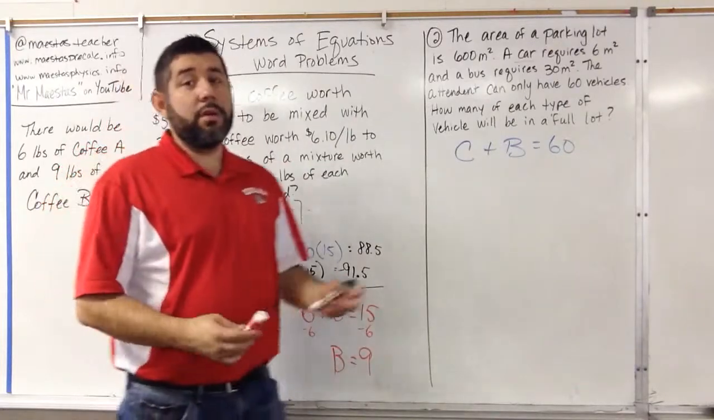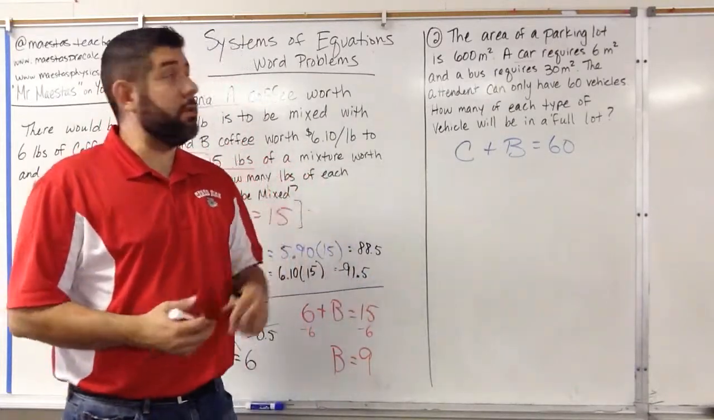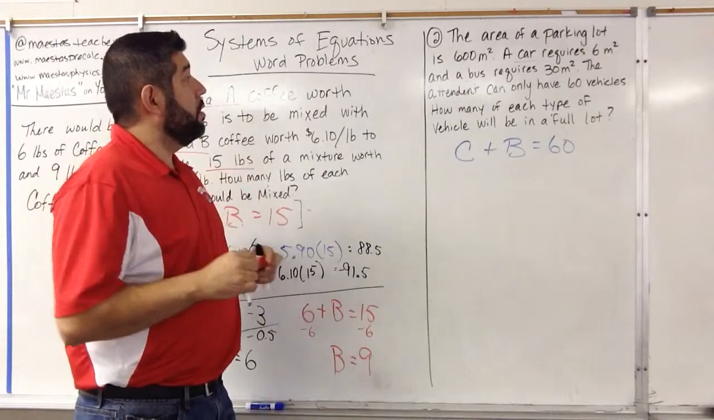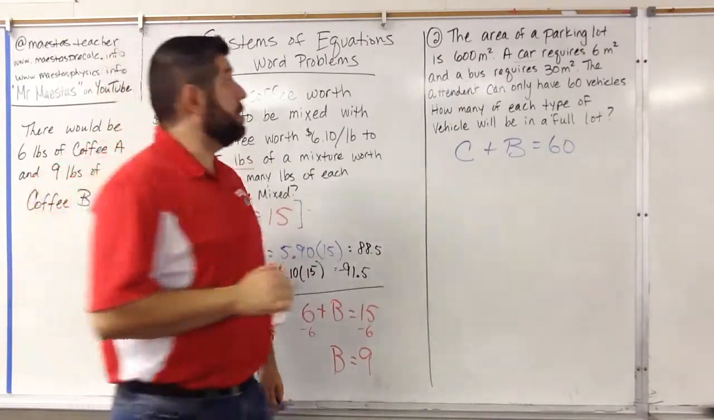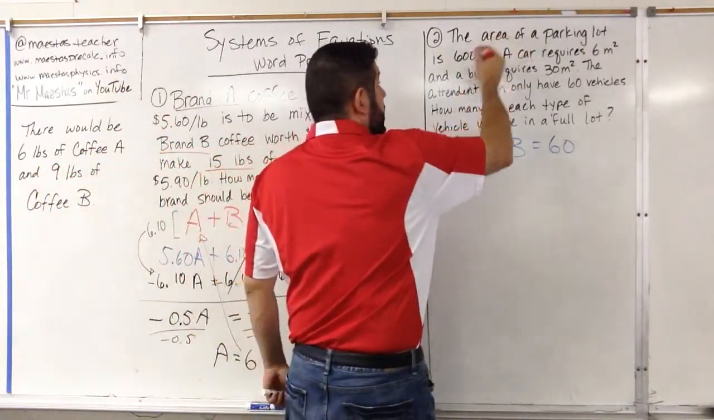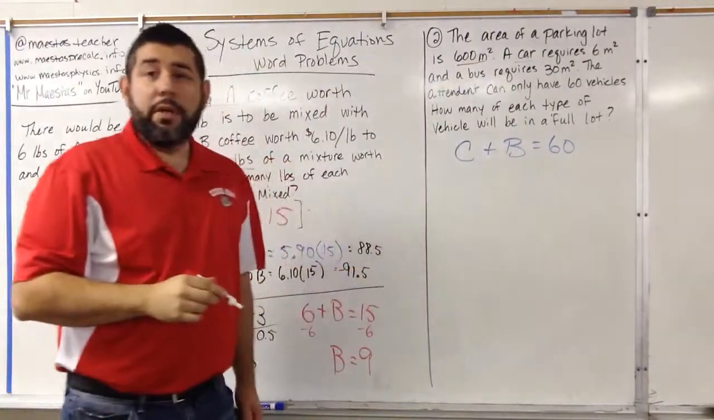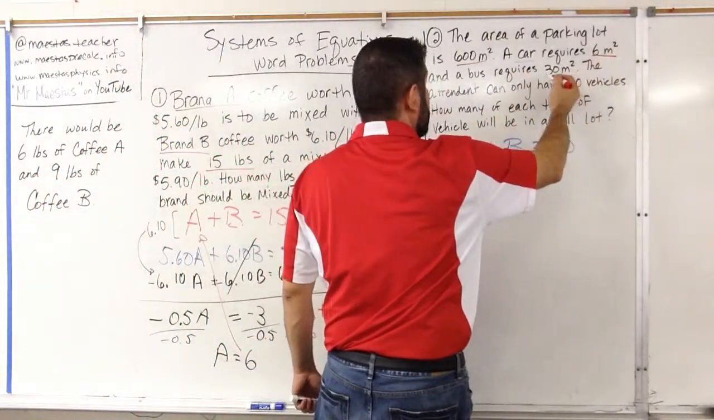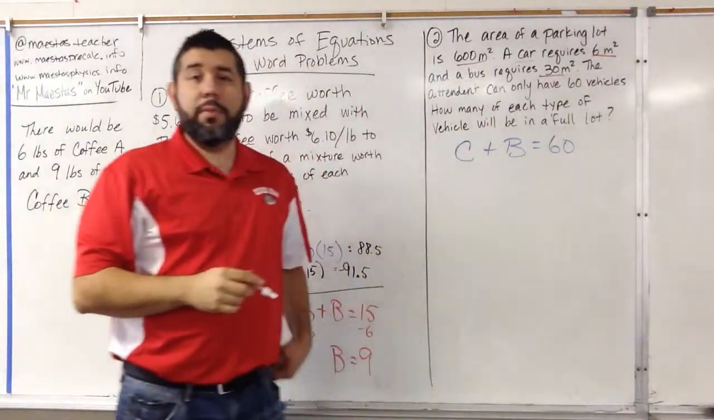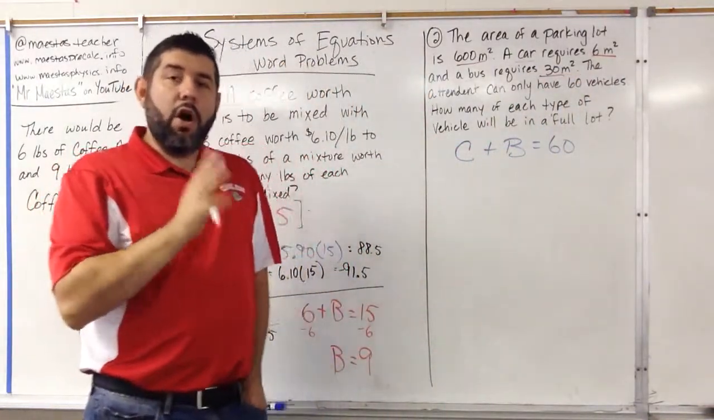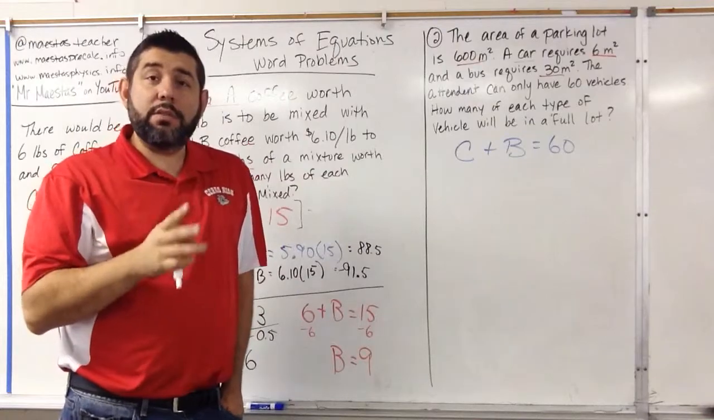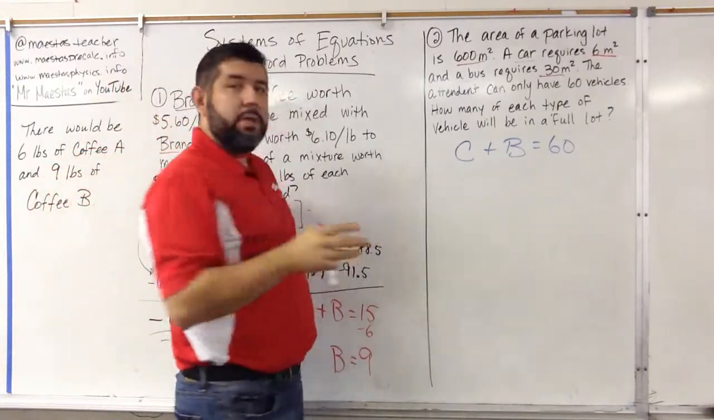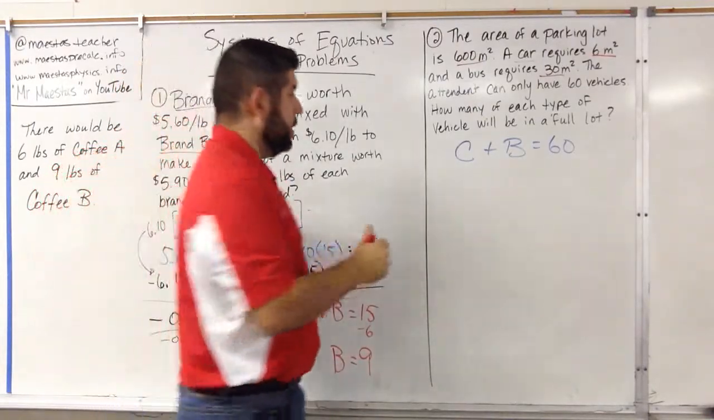Now we have to have another equation because we need two equations with two variables. So we're looking at the other information. The area of the parking lot is 600 square meters, and it looks like a car takes up 6 square meters and a bus takes up 30 square meters. So for each car, we're going to have 6 square meters. So whenever we see that, we're going to do a multiplication.